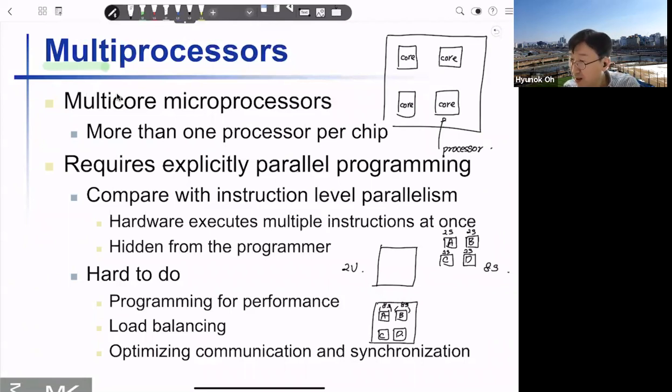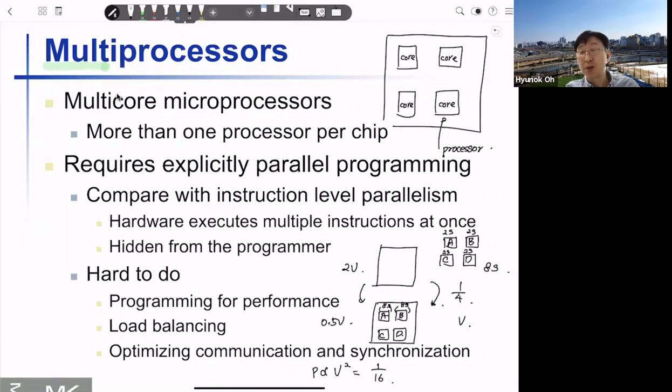In this case, the frequency can be reduced to 1/4. That means you can reduce the voltage also, so the voltage can be a quarter. Then power consumption, which is proportional to V squared, is 1/16.